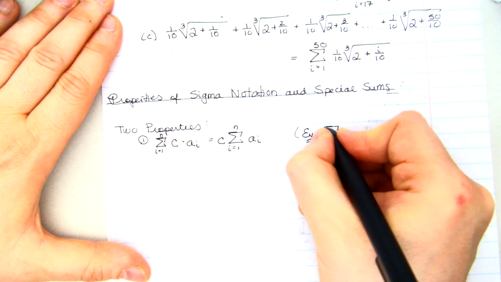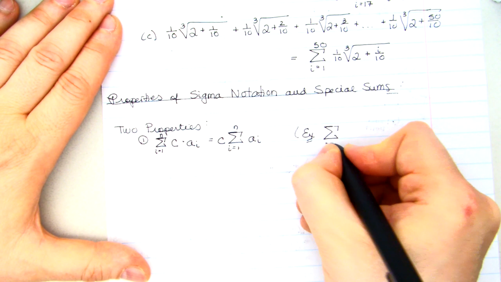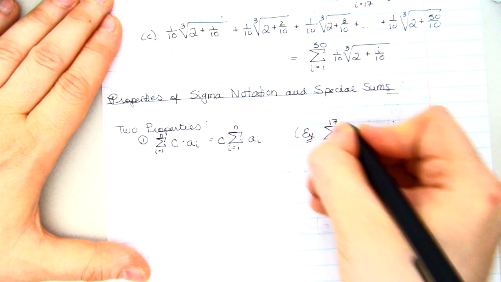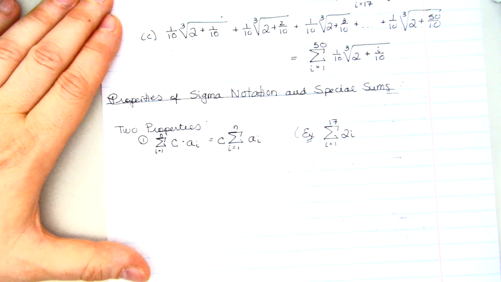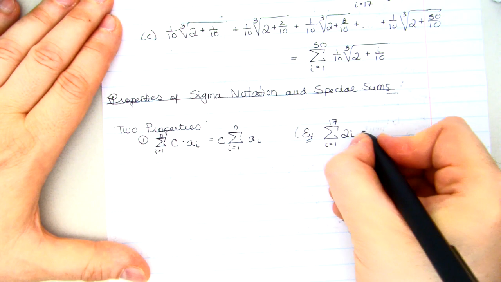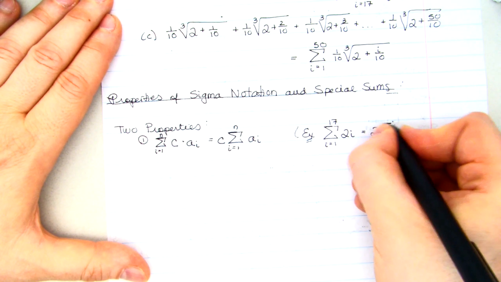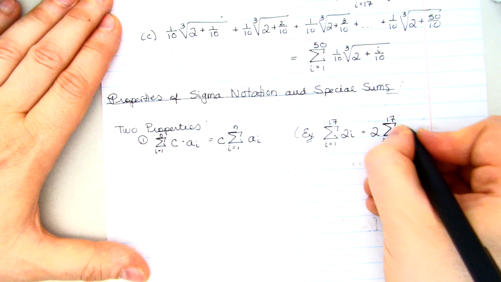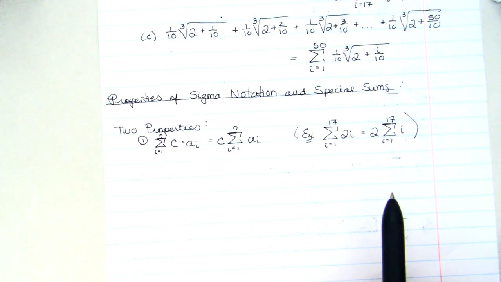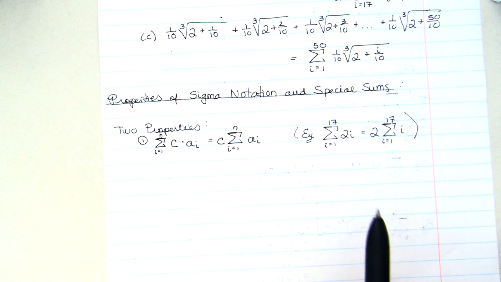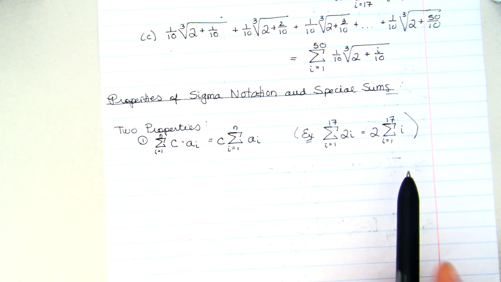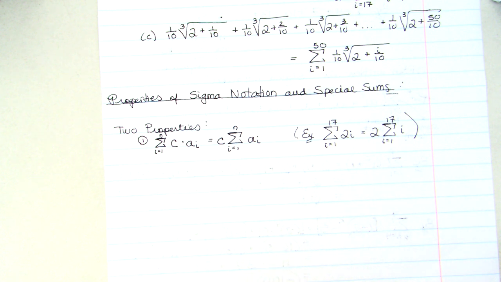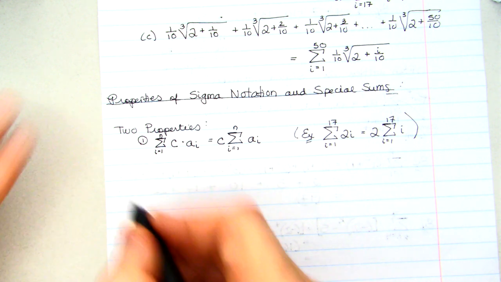For example, if I want to do the sum as I goes from 1 to 17 of 2I, I could do this by just doing 2 times the sum as I goes from 1 to 17 of I. I can add up 1 plus 2 plus 3 plus 4 up to 17 and multiply the answer by 2. And in a moment, we'll see a shortcut way for doing 1 plus 2 plus 3 plus 4 up to 17 without having to write them all out.